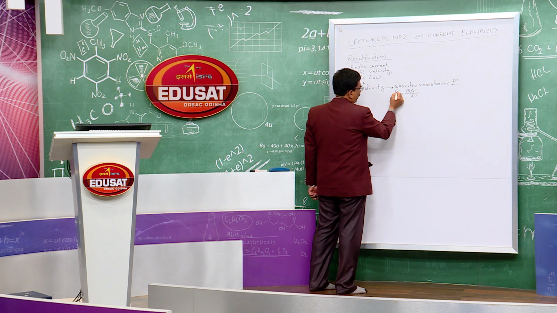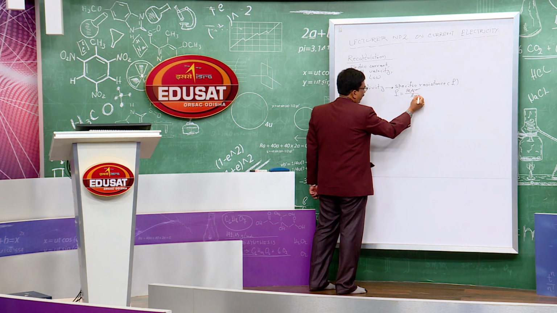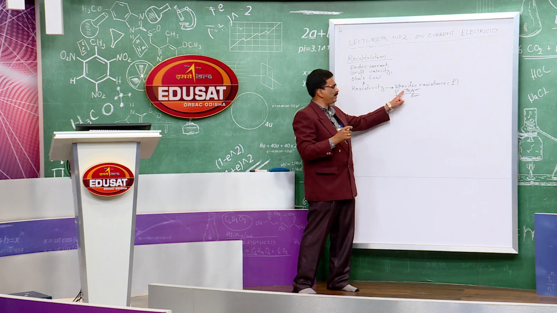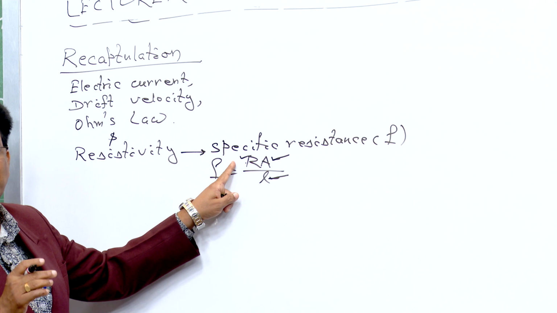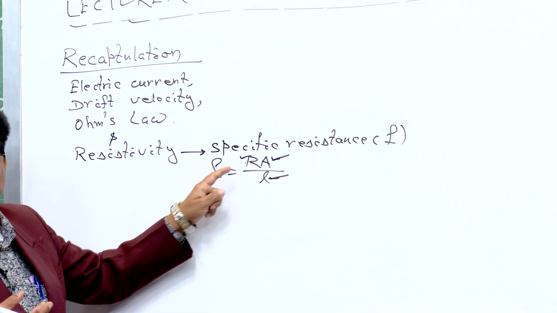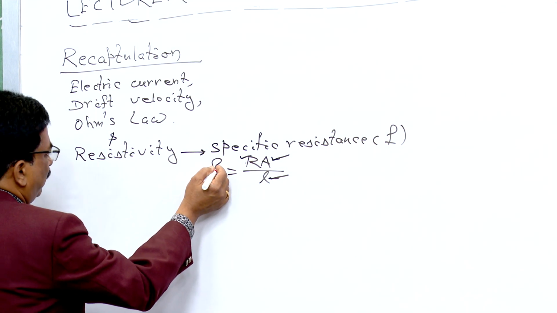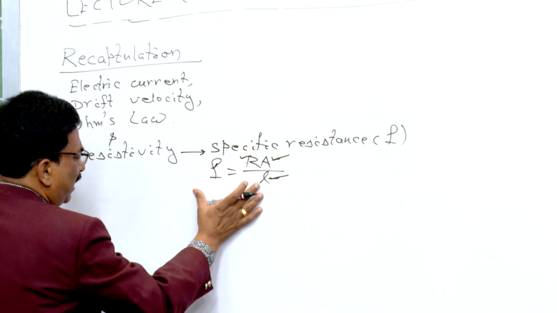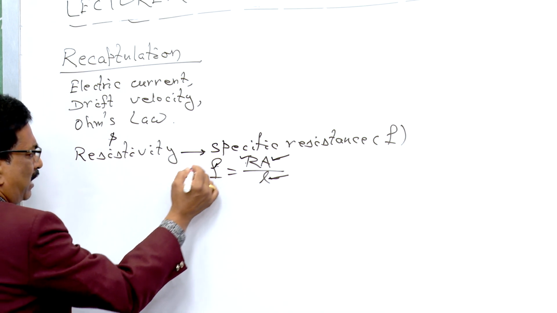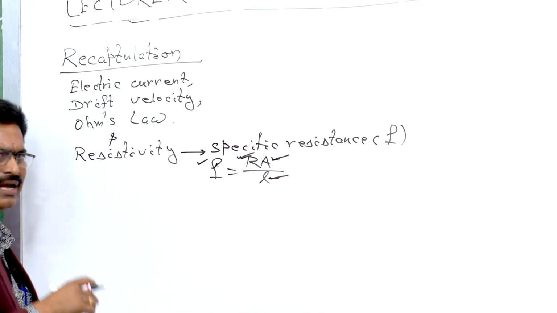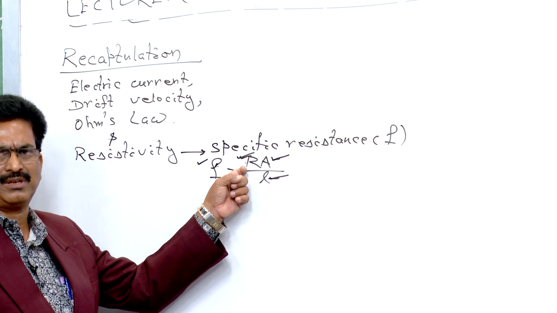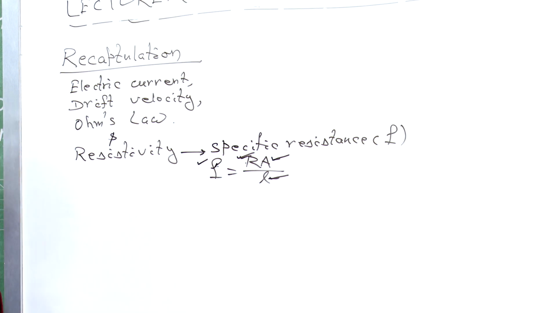So, rho purely depends upon A, L and R. R, for a particular element, remains the same under the same conditions, but under different conditions that value may vary. Up to here we have discussed specific resistance or resistivity. From here we can draw a conclusion that rho and R are directly related. This means if rho is more, then the resistance will be more, and if the resistance is less, then rho will be less, which we already discussed.